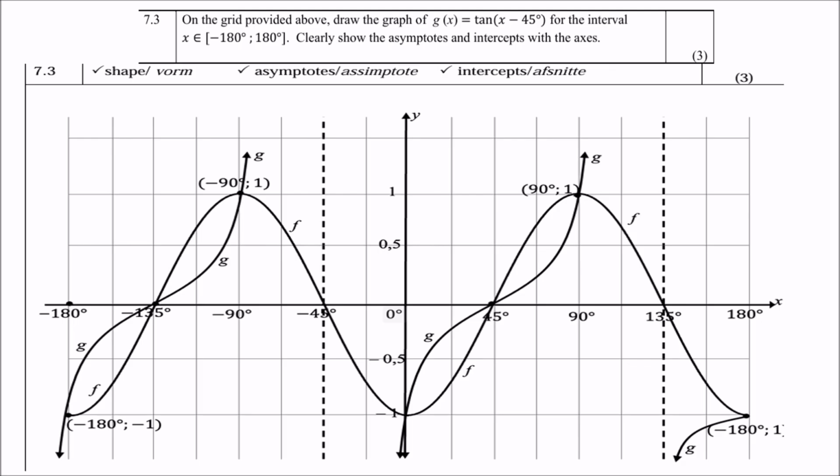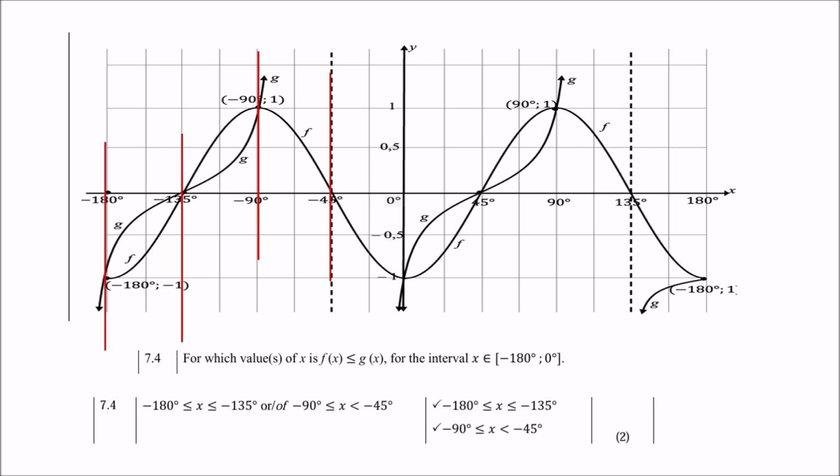Question 7.4, for which values of x is f of x less than or equal to g of x? And you must only look at the interval -180 to 0. Don't look on the positive side, only look on the negative side.